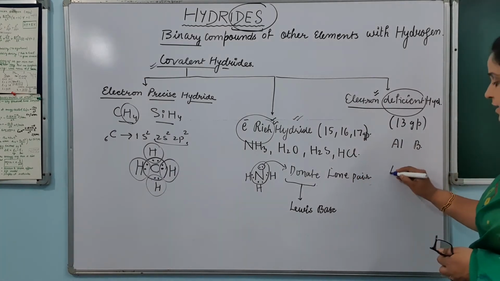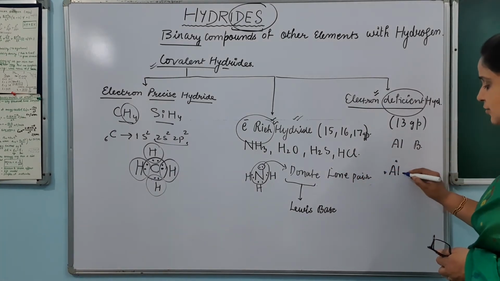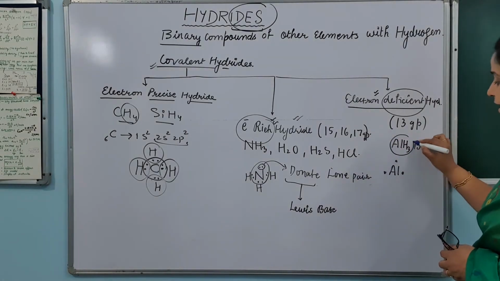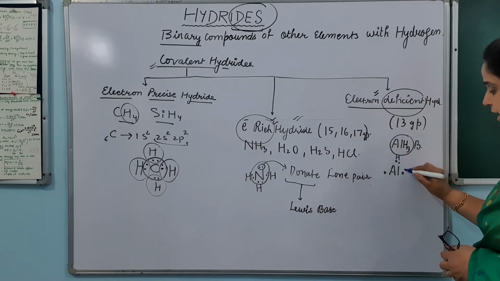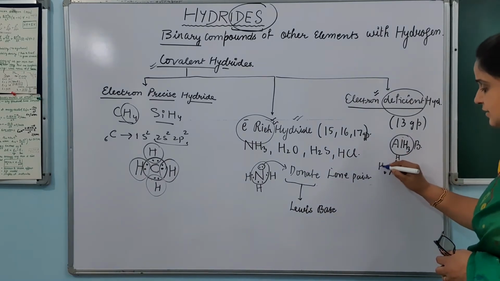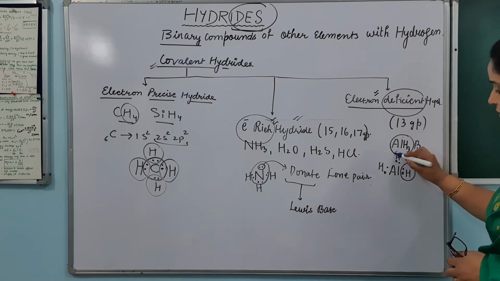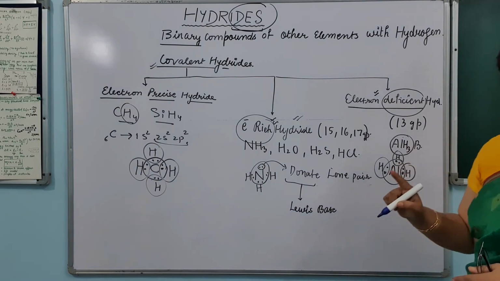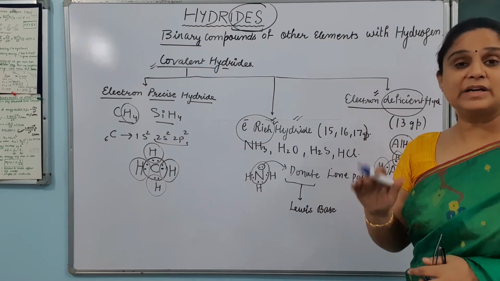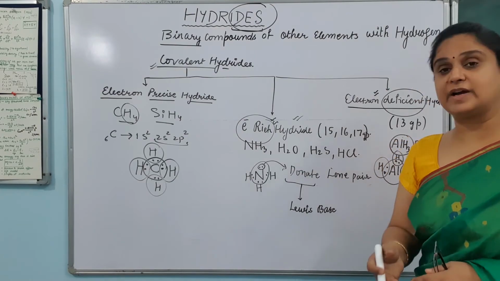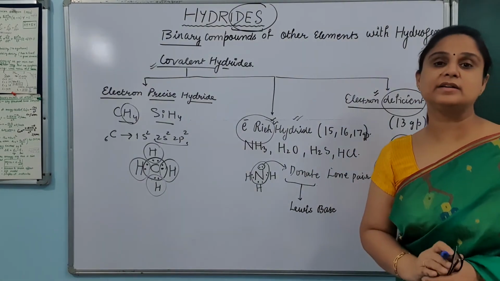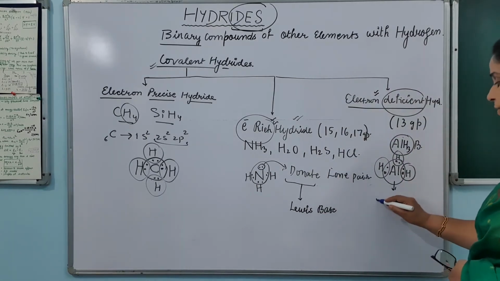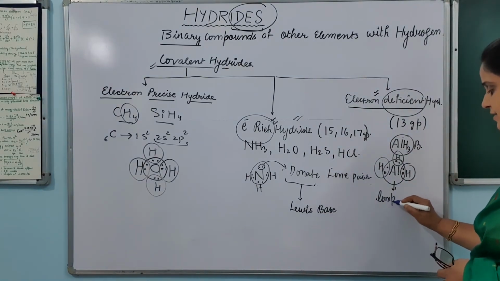Let me give you one example. Aluminium has 3 electrons in its outermost shell. When it will form AlH3, it will combine with the 3 hydrogen to form the hydride. But when it forms the hydride, the outermost shell of the aluminium will contain only 6 electrons, but it needs 8 to get satisfied. That is why it has a tendency to attract the lone pair of electrons, and this is the reason they work as lone pair acceptors.